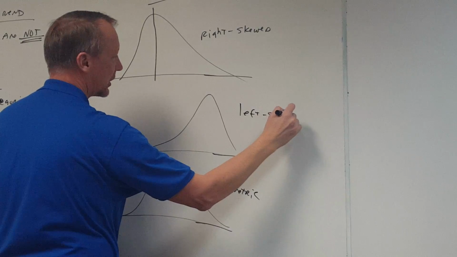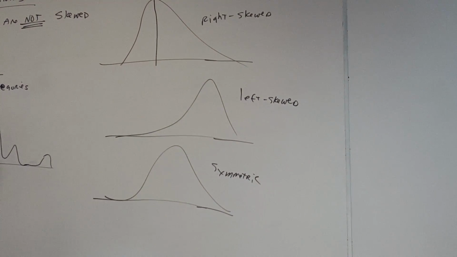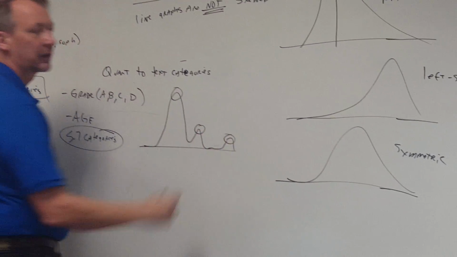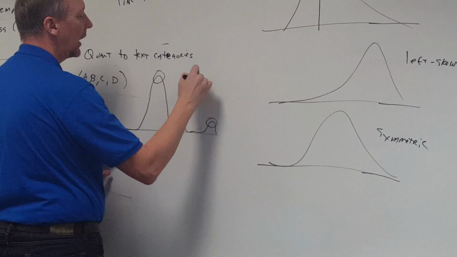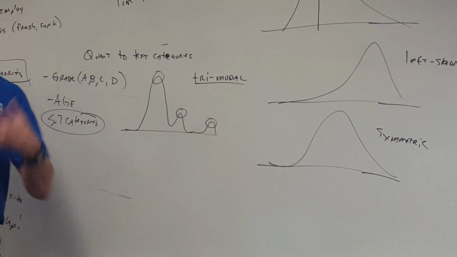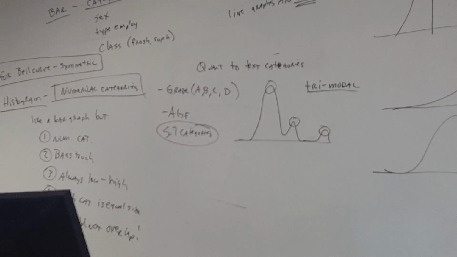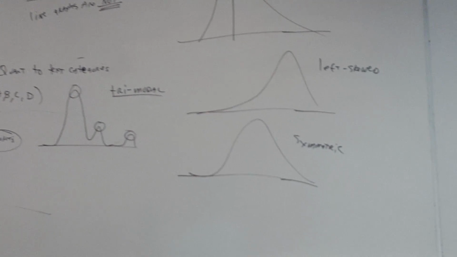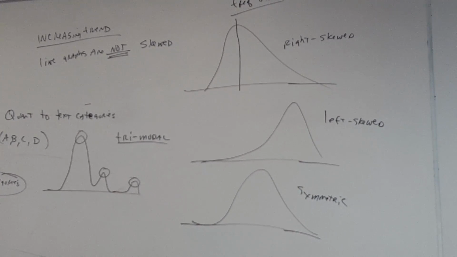skewed. Okay? Now, this one we've got three different humps here, right? Okay? We would actually call this trimodal, or bimodal, or multimodal. Okay? So those are the three types of graphs you're kind of looking at. Okay? So, does that make sense?